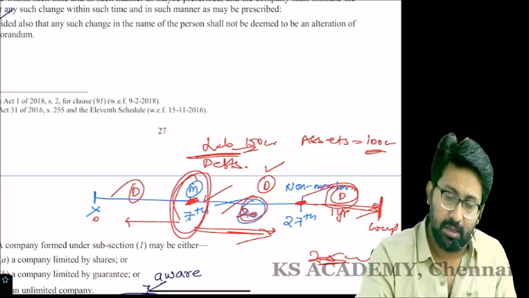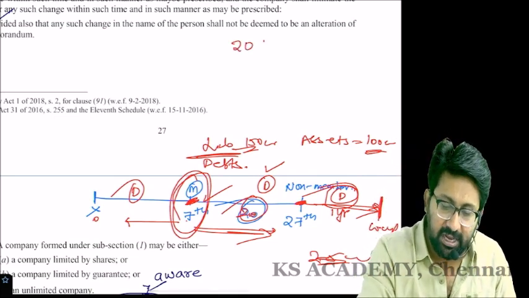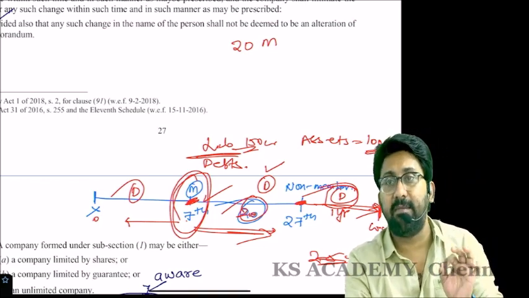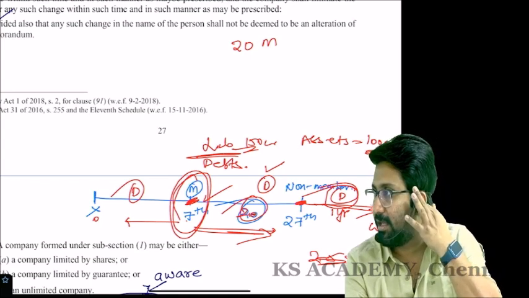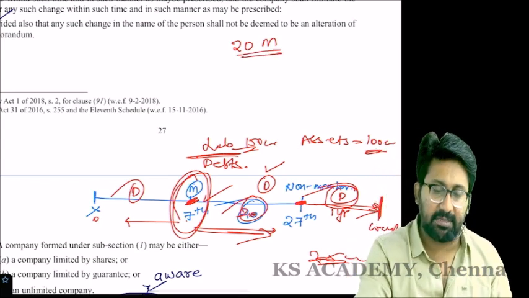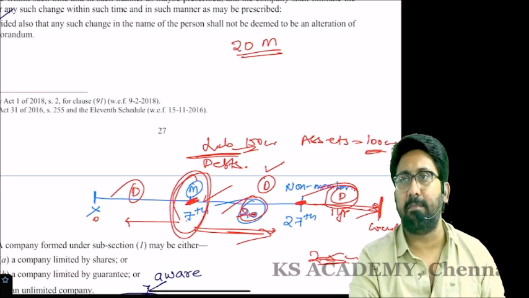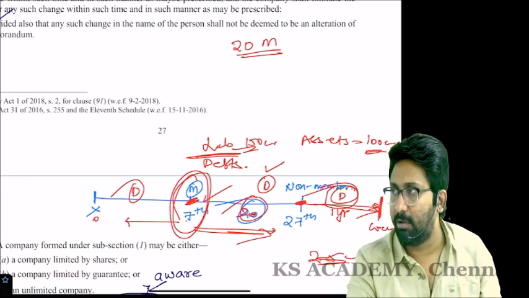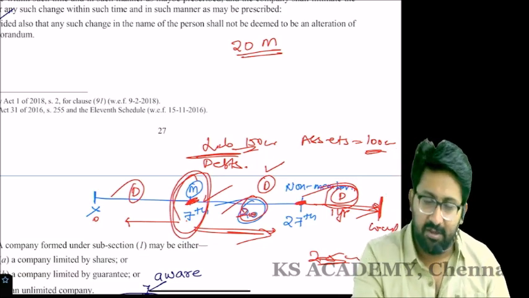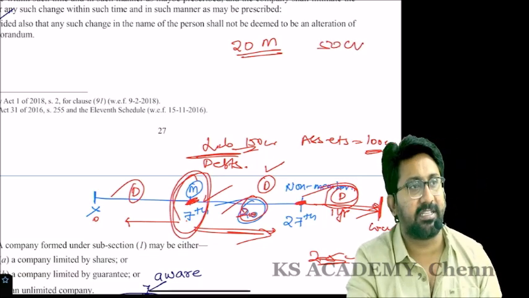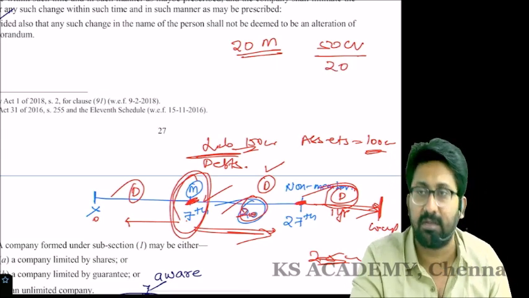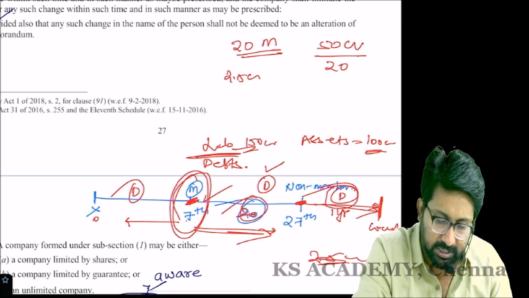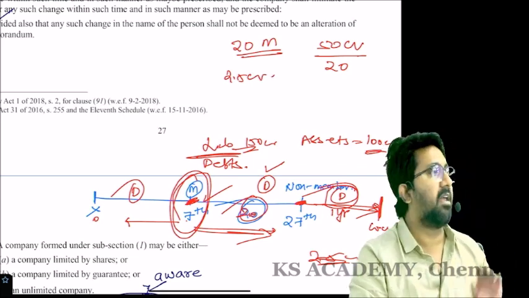Please see here. There are totally 20 members in this company. Clear? Now listen carefully. 20 members, and there will be a division among all of them. 20 members, 50 crore deficit is there. Divided among how many members? 20 members. Means each person has to share how many crores? 2.5 crore. Clear, everyone in the class?